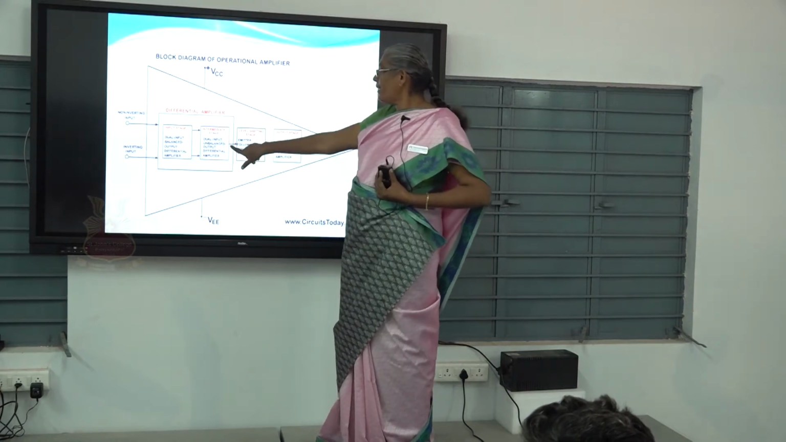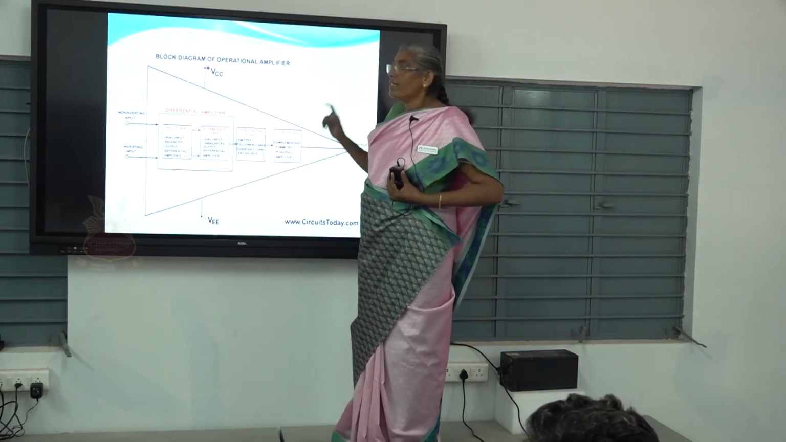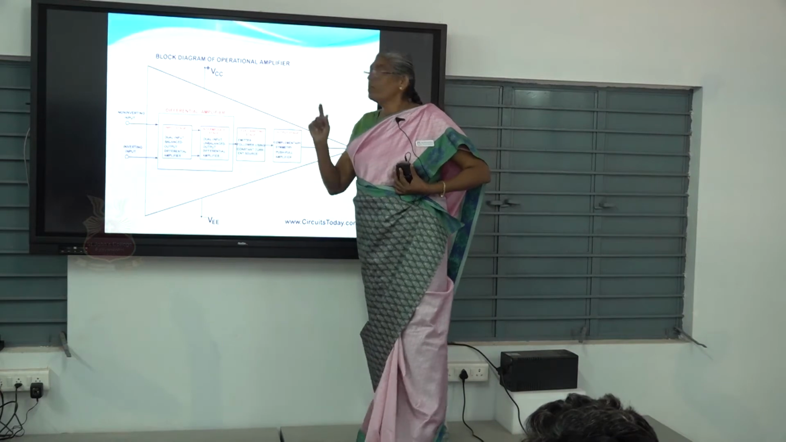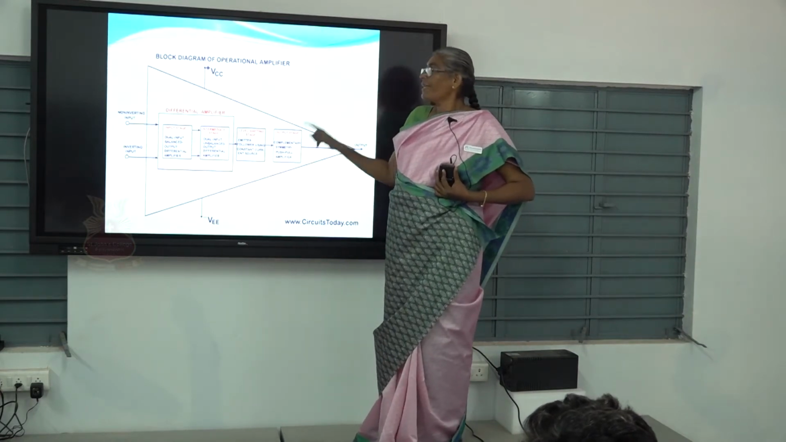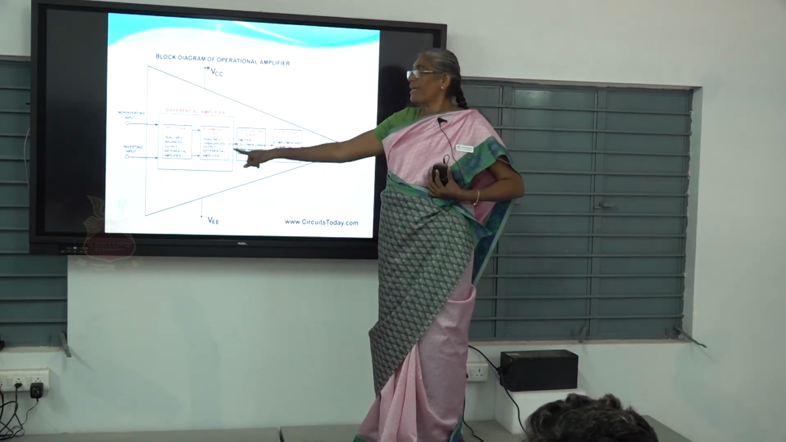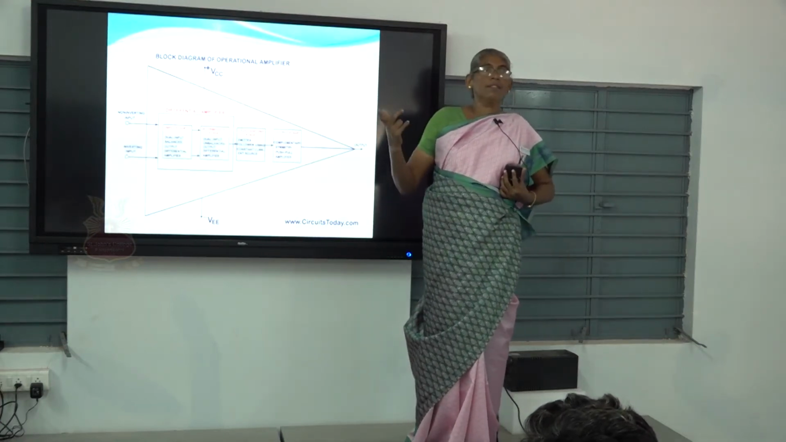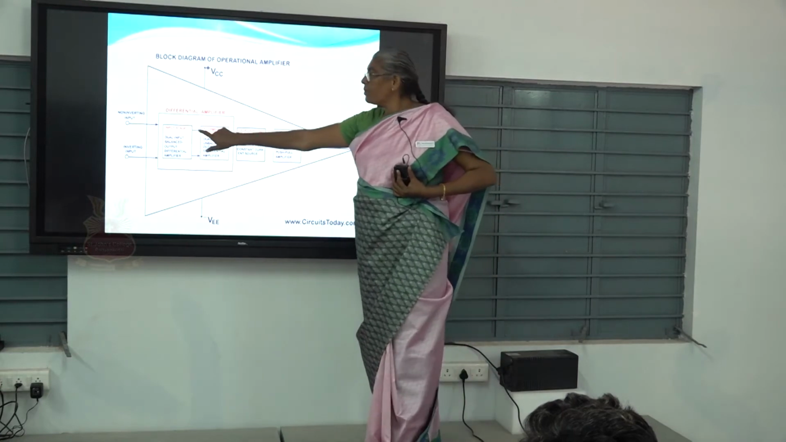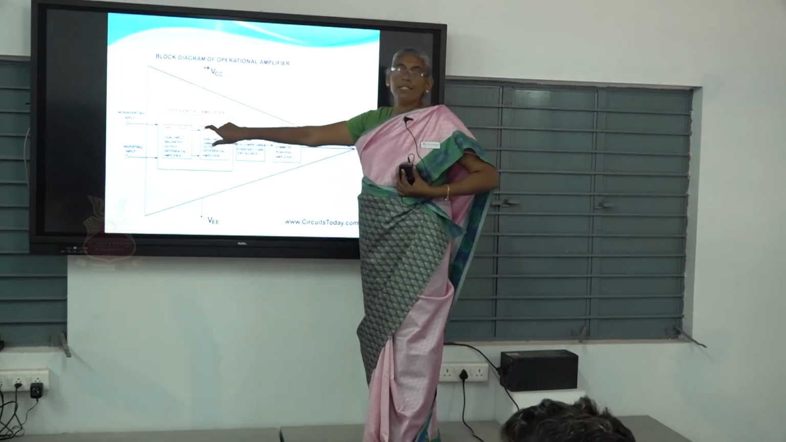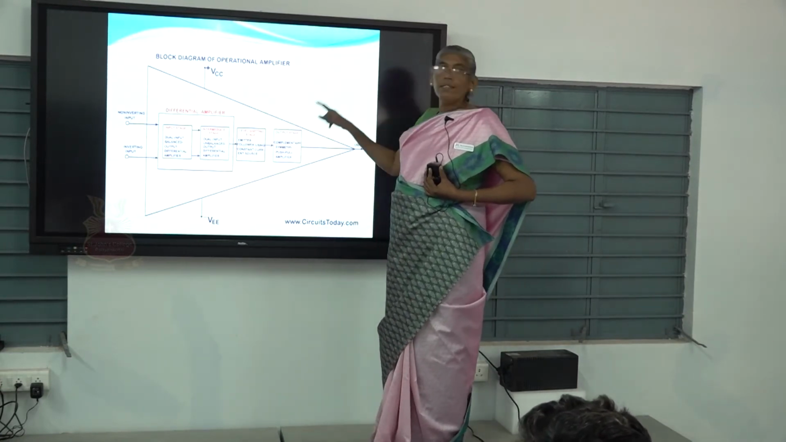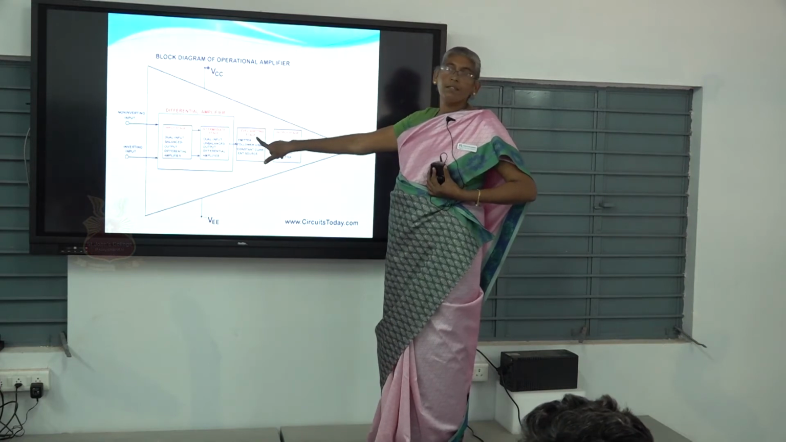And the second, intermediate stage, includes the dual input unbalanced output differential amplifier. Unbalanced means not balanced. We give 2 inputs in the intermediate stage and we get a single output.